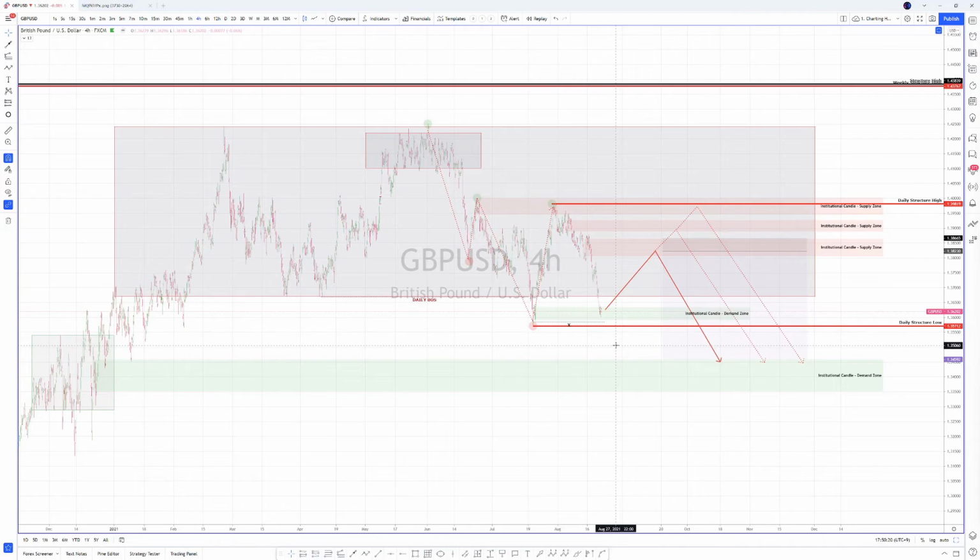So that sums up my analysis for the coming week on GU and what I'm expecting in terms of trade execution. Let me know what you guys think in the comments below.